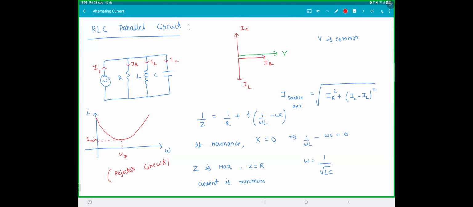Clear with this? That's it. This much idea you have, like RLC series and RLC parallel. Remaining all we can handle. Any other combination is manageable. There. With that, we're done with the AC chapter.